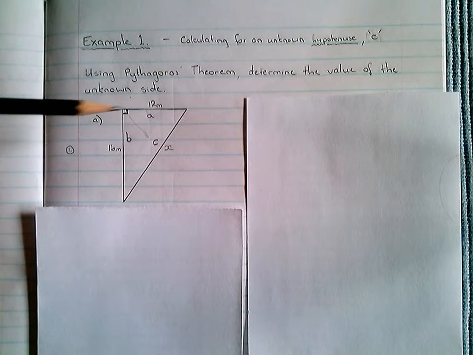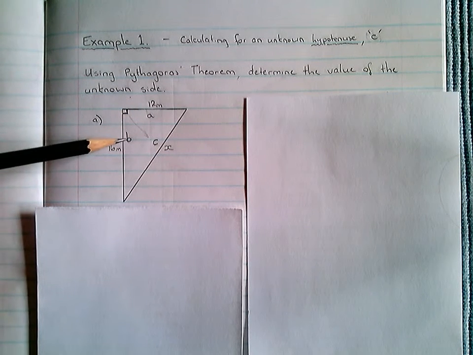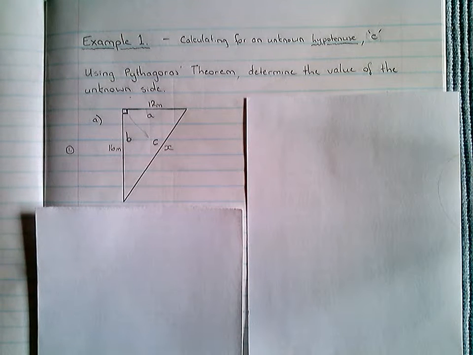Sides A and B I've listed here as A and B, which does not necessarily matter. I could have called this A and I could have called that B. The result is still going to be the same. So that is step 1.